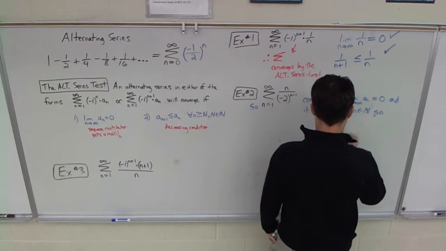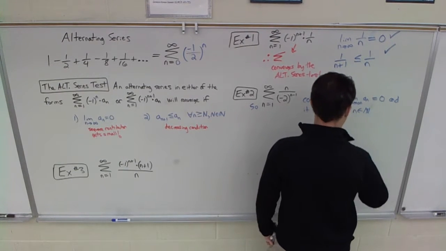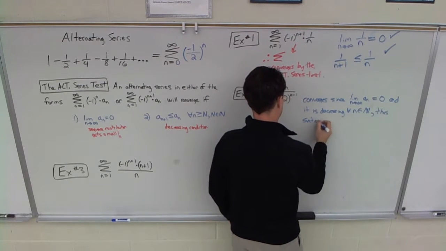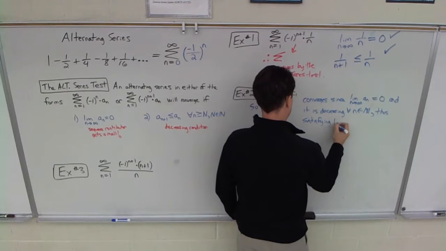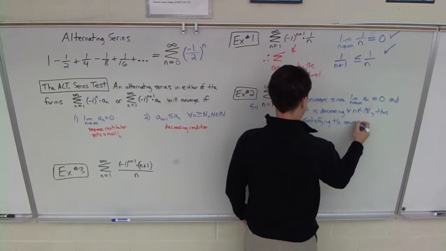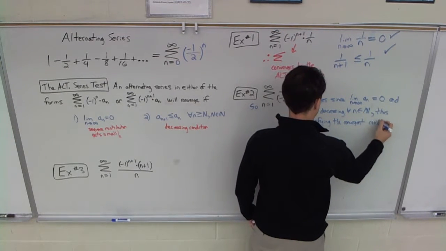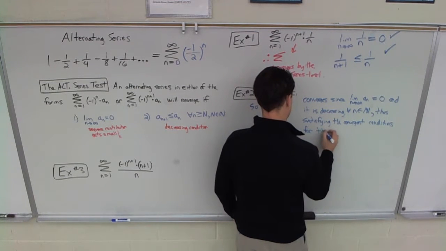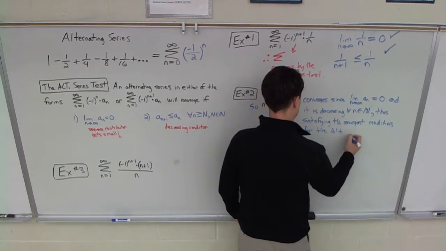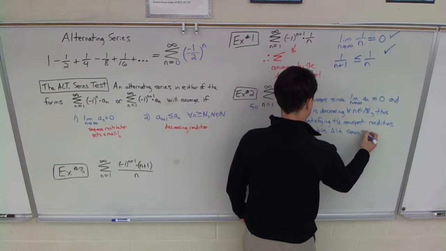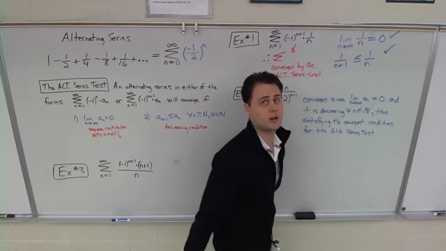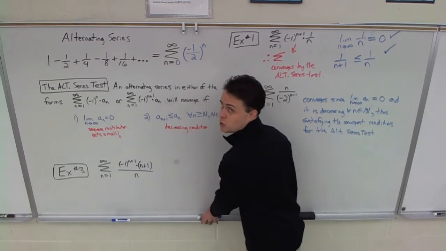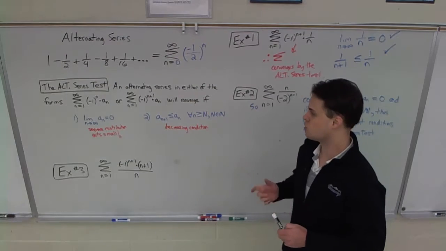So, thus, satisfying the convergent conditions for the alternating series test. There's another way to write it out. Okay? Let's look at one last example before we look at the alternating series remainder theorem, which is really simple.